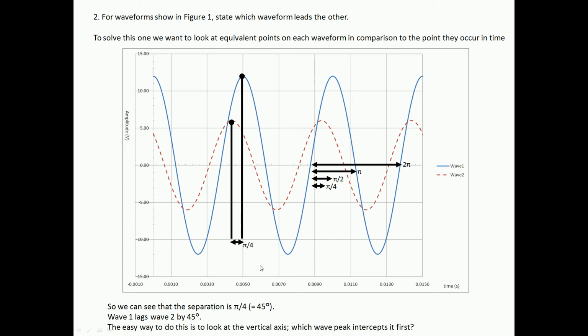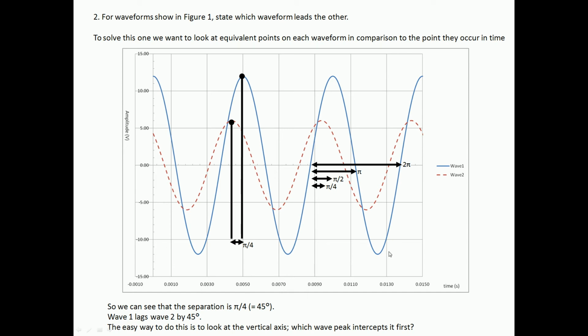The next bit we have to do is work out which waveform is leading the other. There's no one right way to do this. The method I use is I look at the 0 crossing point here, so I look at time is equal to 0, and I see which waveform has peaked first. So what we can see is this is actually falling wave 2. So the peak of wave 2 would actually be somewhere along here, whereas this is the peak of wave 1. So what we can see is that wave 2 is leading wave 1, because that would reach its peak amplitude at an earlier point in time, so it's leading.